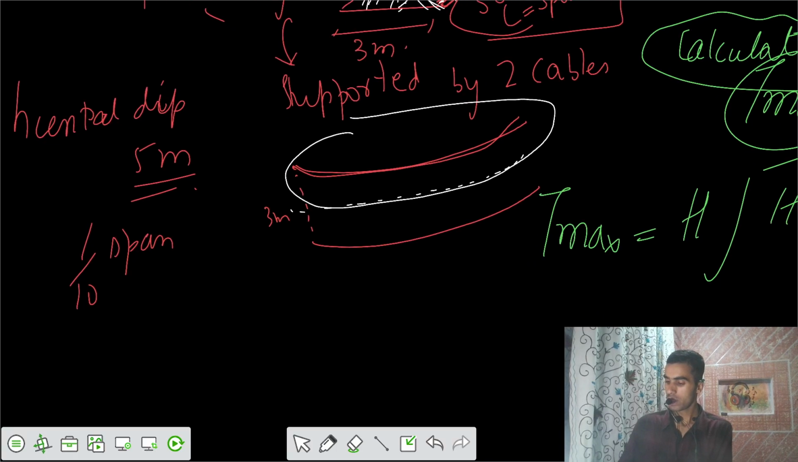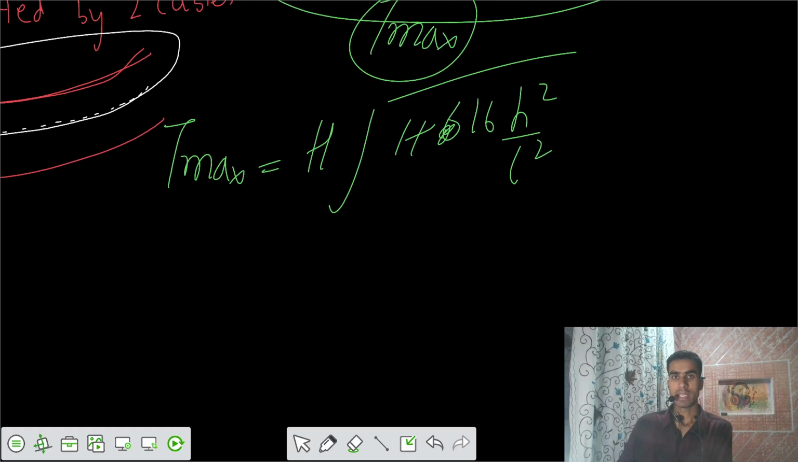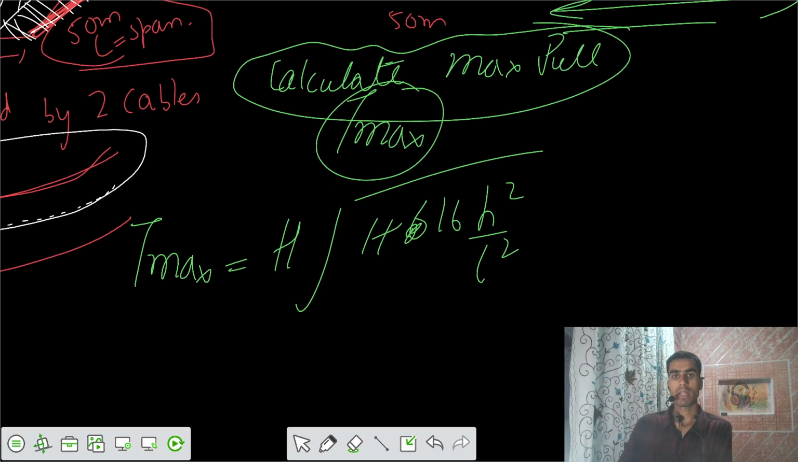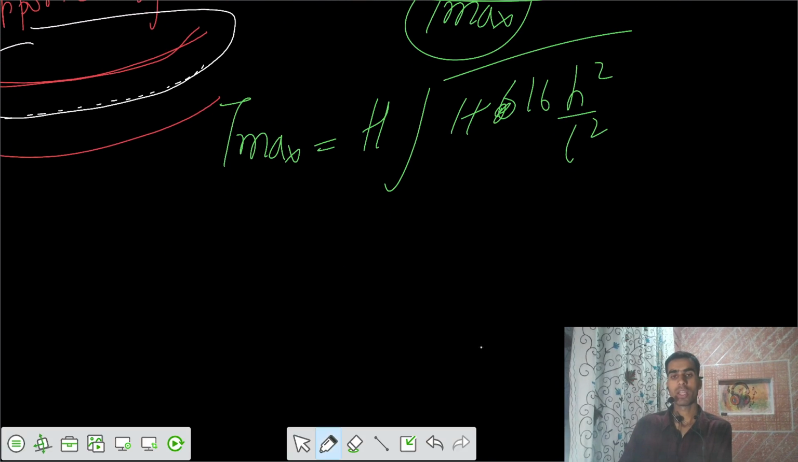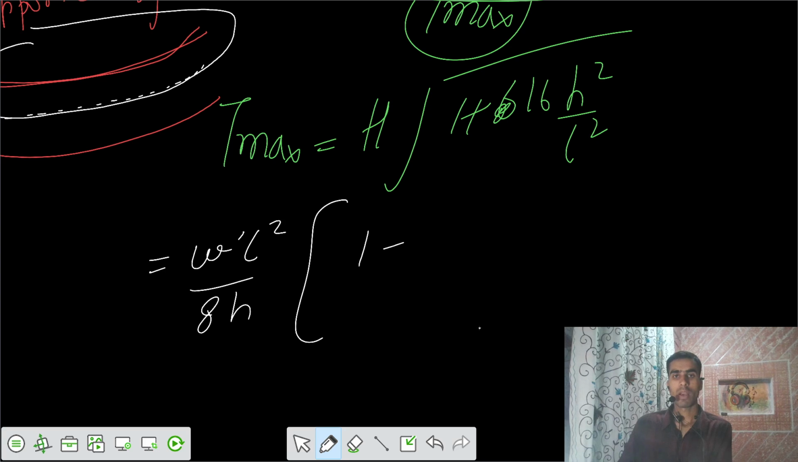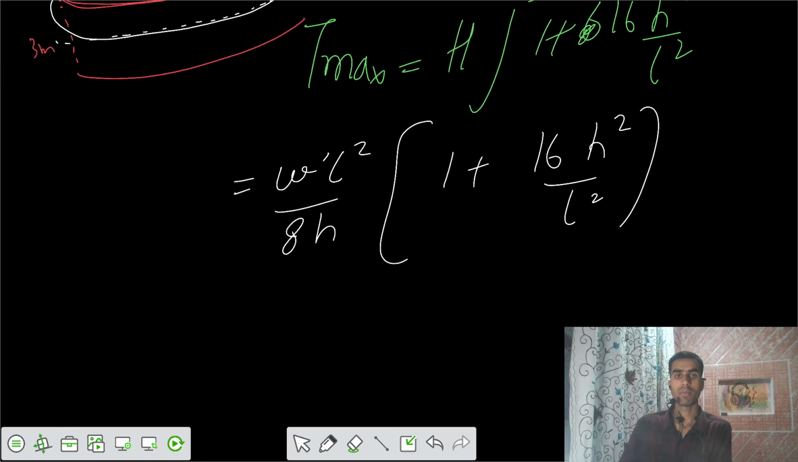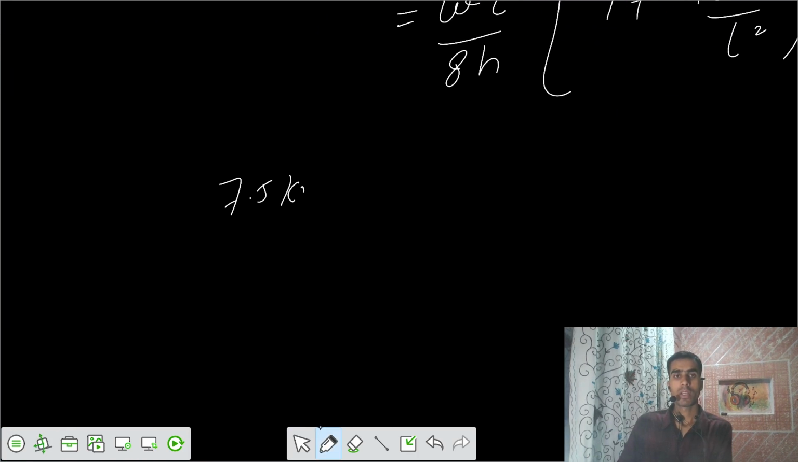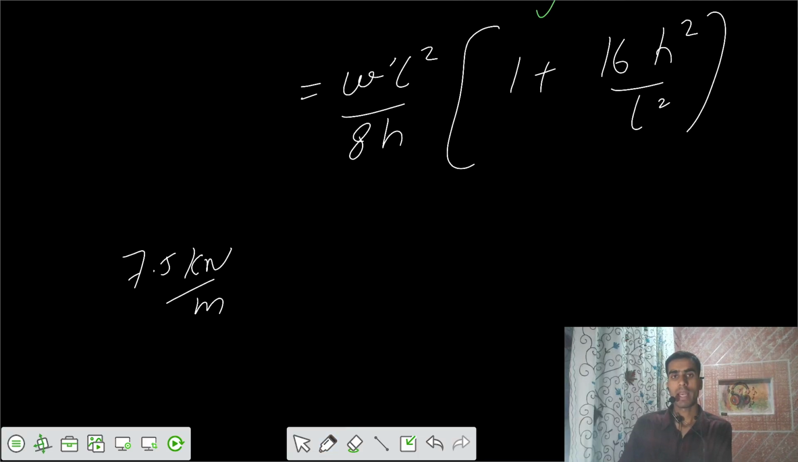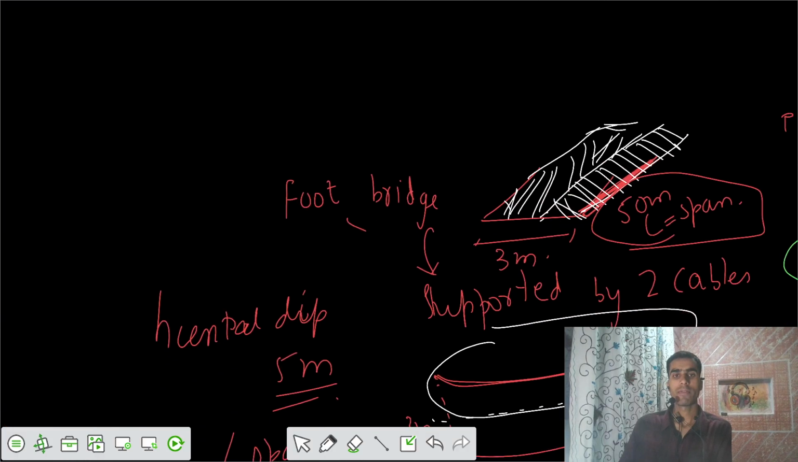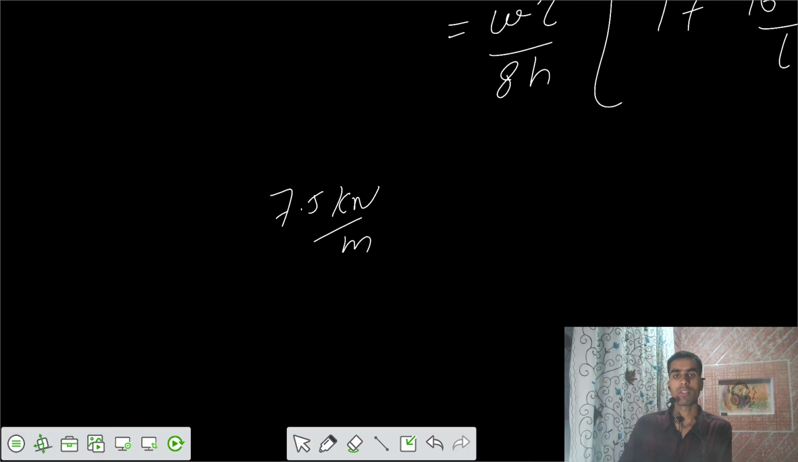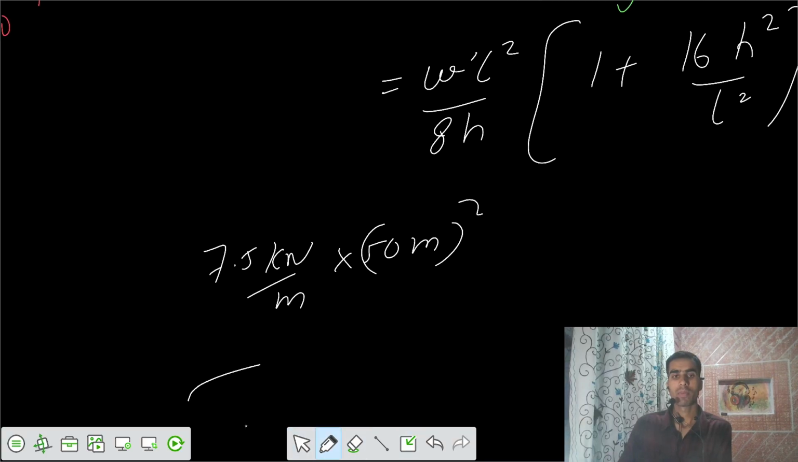Okay, let's calculate now. Tmax equals H times 1 plus 16 S square by L square. Can you get the value of H? H is equal to W dash L square by 8 S. Then we have 1 plus 16 times S square by L square. And what's the W dash we had? W dash is 7.5 kilonewton per meter. So I would write 7.5 kilonewton per meter into the length L, which was 50, the total span length, 50 meter whole square. W L square by 8 into H.